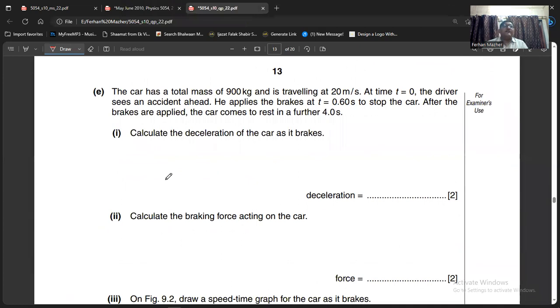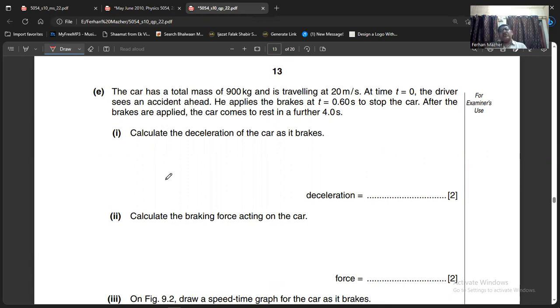Okay, then we have: the car has a total mass of 900 kg and is traveling at 20 meters per second. At time t equals 0, the driver sees an accident ahead. He applies the brakes at t equals 0.60 seconds to stop the car. After the brakes are applied, the car comes to rest in a further 4 seconds. Calculate the deceleration of the car as it brakes.